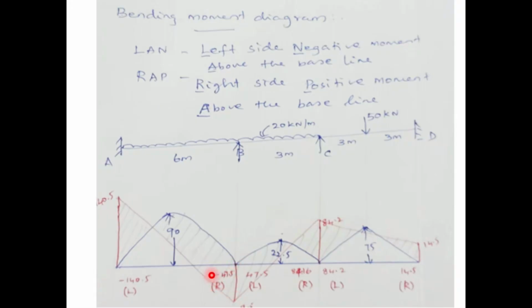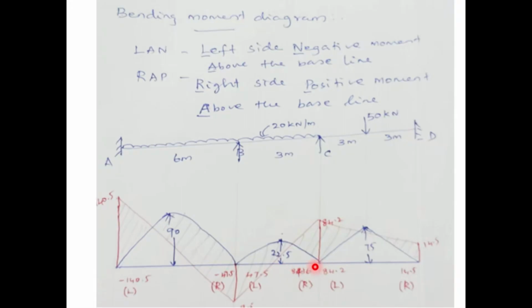Here the right hand we are getting negative moment. Right hand positive means above the baseline. Here it is negative, therefore it should be below the baseline. AB is over. Now you can connect these two lines. Now consider BC. B is your left hand, that moment is MBC, and C is your right hand.